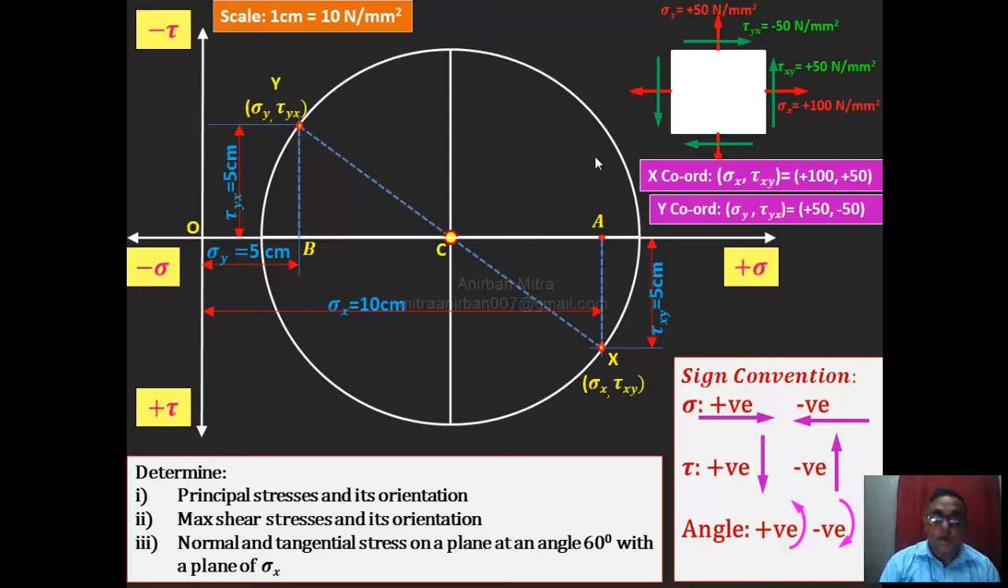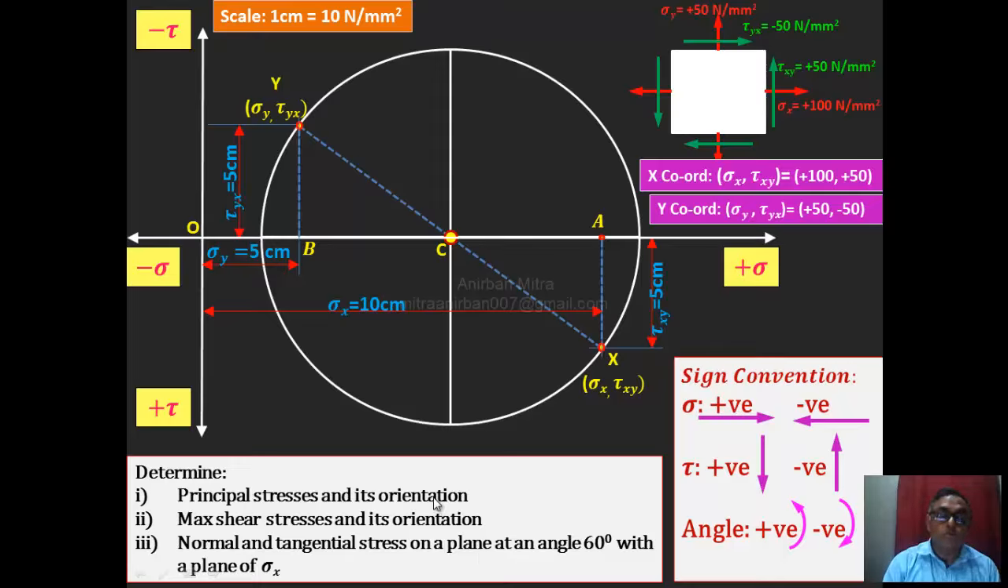Now we have completed the given data, that is sigma x, tau xy, sigma y, tau yx, and we found the center and drawn the circle. Now we have to find out whatever they have asked to determine: the principal stresses and their orientation, the maximum shear stresses and their orientations, and the normal and tangential stresses on a plane at an angle of 60 degrees with the plane of sigma x. So one by one I will explain.